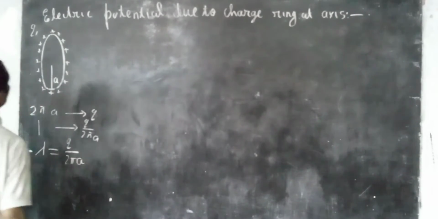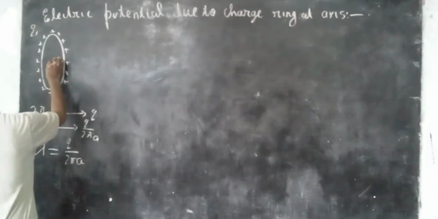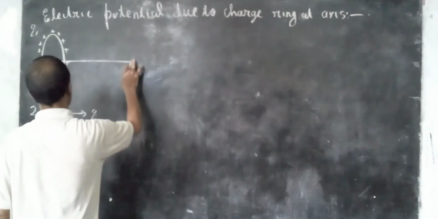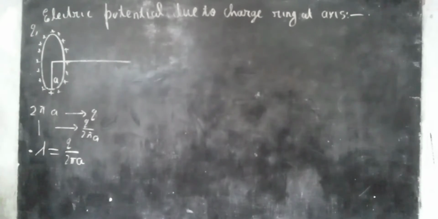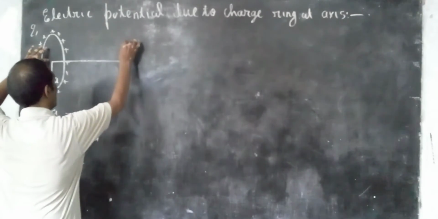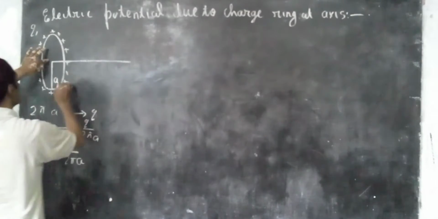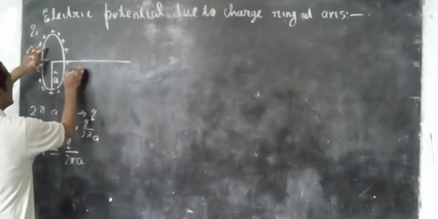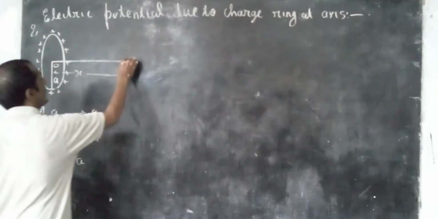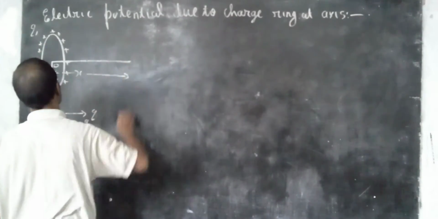We have to find potential at a point located on the axis. The axis is the line passing through the center and perpendicular to the plane of the ring. So the axis point P is at distance x from the center of the ring. So we have to find potential at this point.